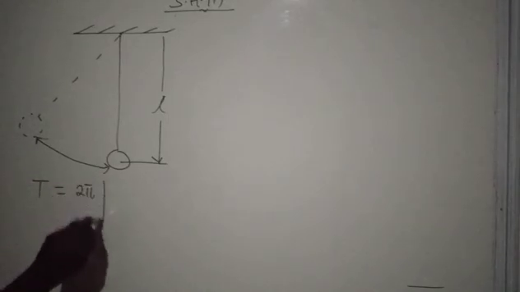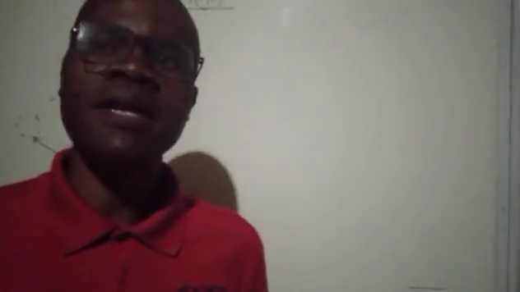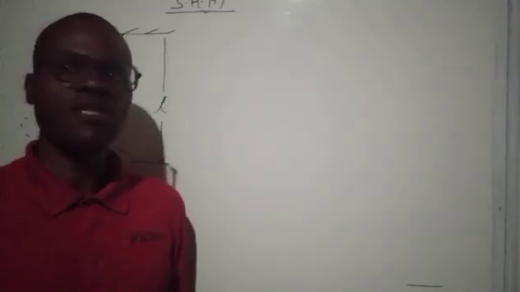So this period, by mathematical proof, is equal to 2 pi into root this length divided by acceleration due to gravity. Now, don't forget, our aim is to find the relationship between this period and this length. In order to do that, we are going to make that length the subject of the formula, in such a way that if we divide both sides by 2 pi, we are going to have T over 2 pi will be equal to root L divided by g.